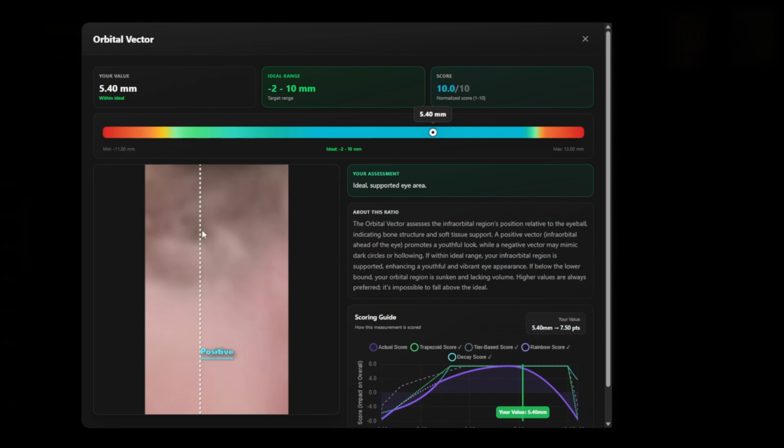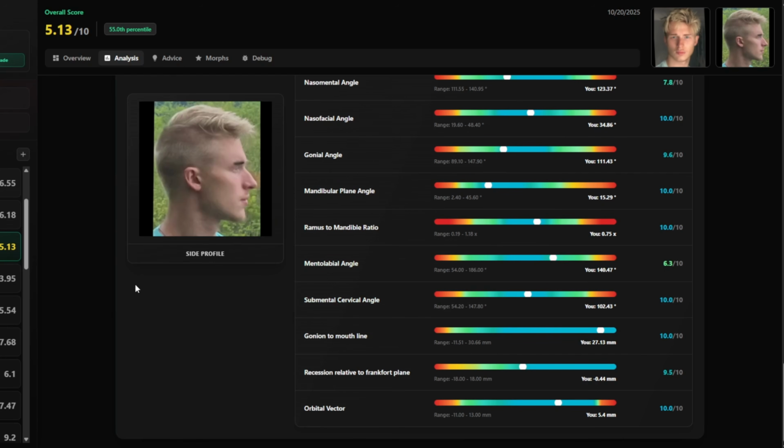And orbital vector looks positive. You can see his eye here. I know it's kind of low resolution, but his corneal apex, the point of his eye here, sits a little bit behind the foremost point of his orbital region.